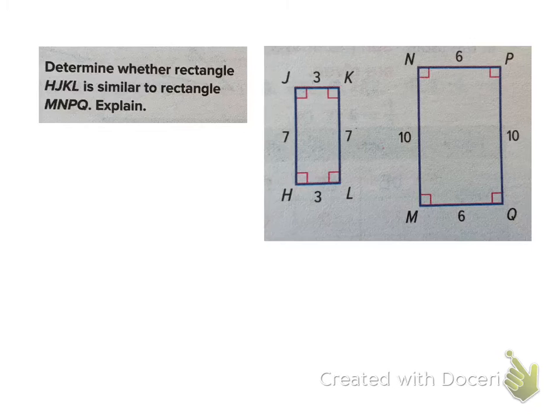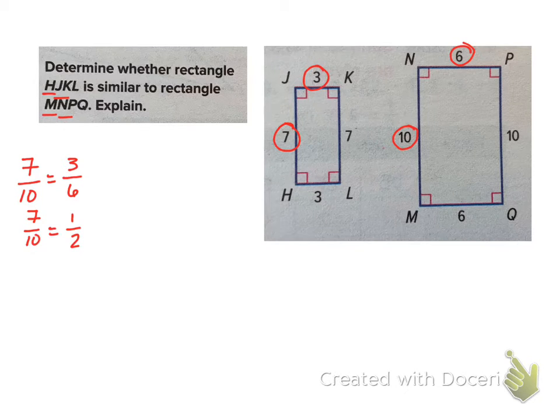And what does this actually look like in a problem? Well, let's set this up. Let's start with HJ and MN, because those are our first two letters we've got here. We can say 7 over 10. That should be equal to JK over NP, which is 3 over 6. If these are equal, that will be our scale factor. Let's check and see. Let's reduce 3/6 to 1/2. Let's reduce 7/10. Well, it doesn't reduce, so it will stay 7/10. Does 7/10 equal 1/2? No.